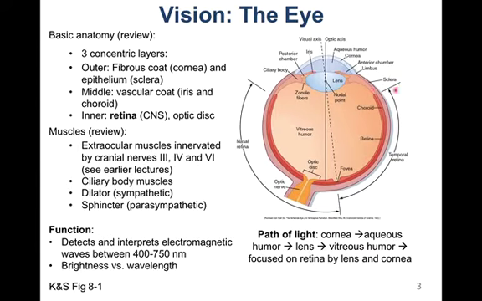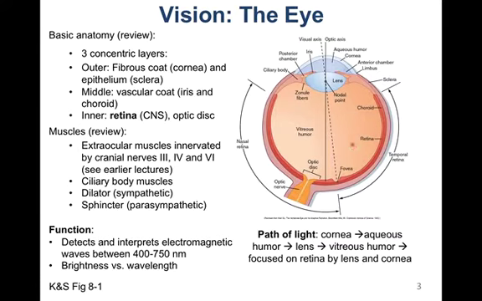So the sclera is mainly connective tissue. It's protective, surrounds the eye. The middle layer is the vascular coat. So that's where you will find the iris. So the iris is here, which will determine the diameter of the pupil. So the iris is important. And the choroid layer. And the choroid layer is where you will find the vasculature, blood vessels that supply the eye. And the innermost layer, and the one that we'll spend the most time on, is the retina.